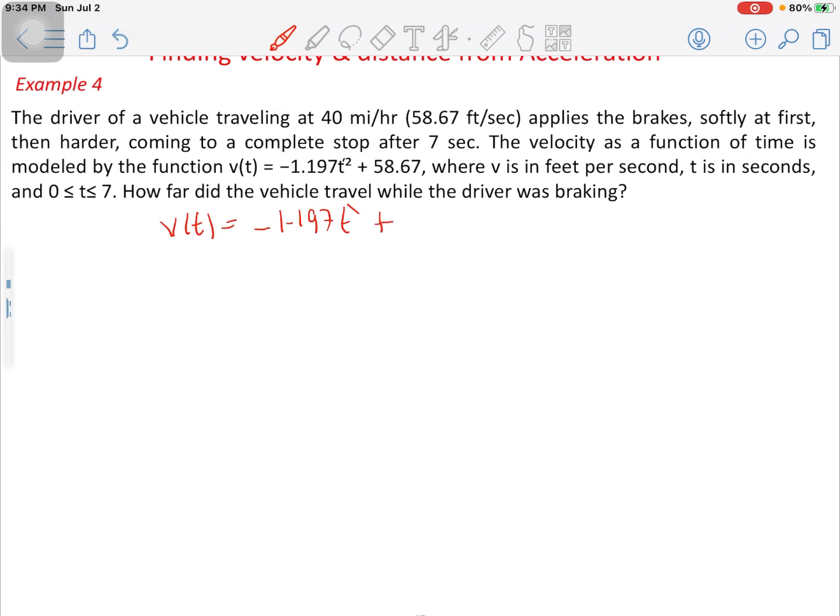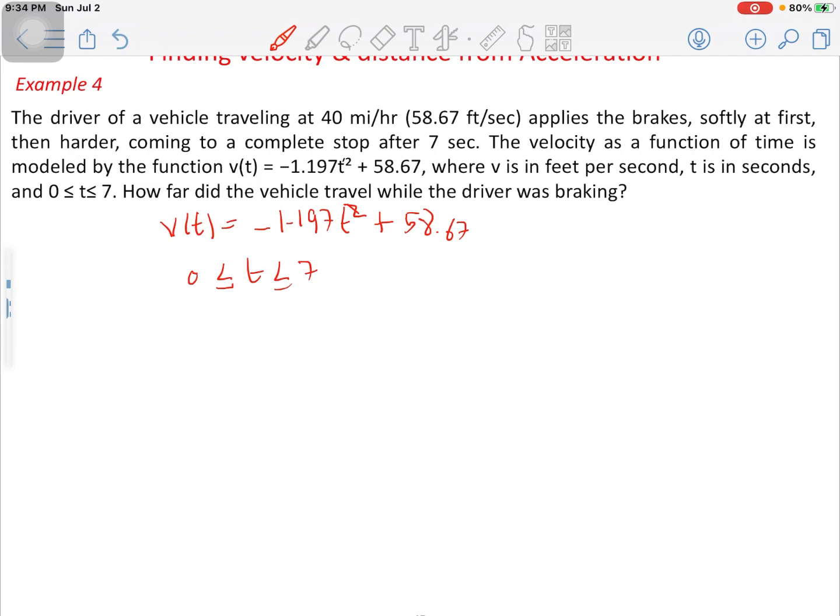plus 58.67, where v is in feet per second, t is in seconds, and the range is 0 less than or equal to t less than or equal to 7 seconds. And we are being asked how far did the vehicle travel while the driver was braking.